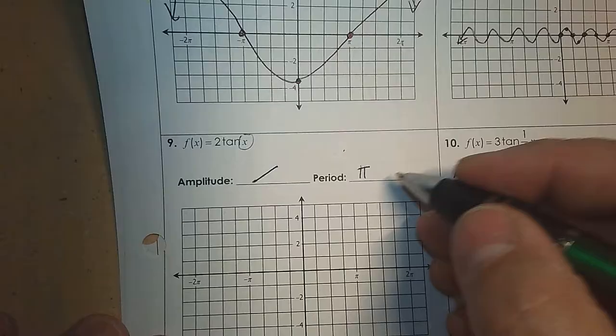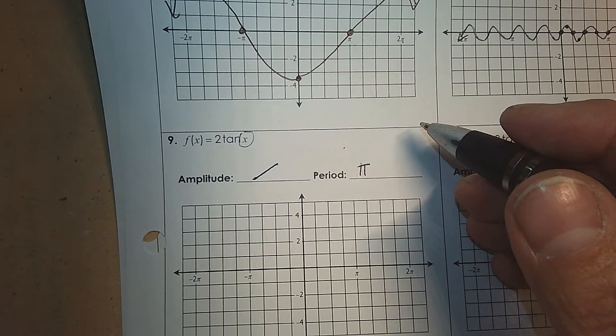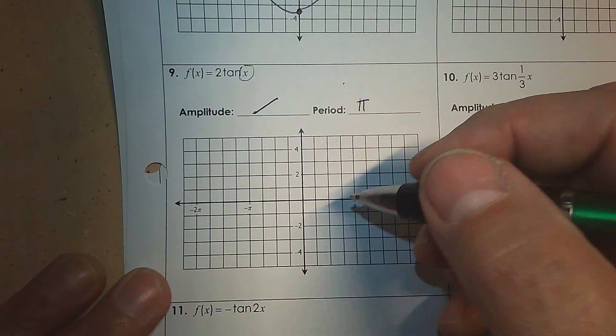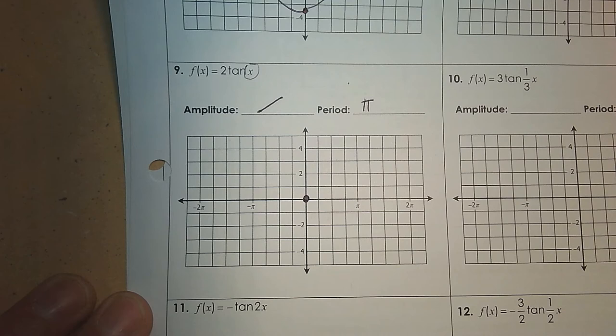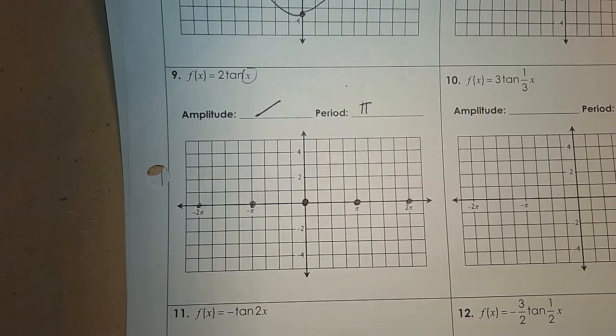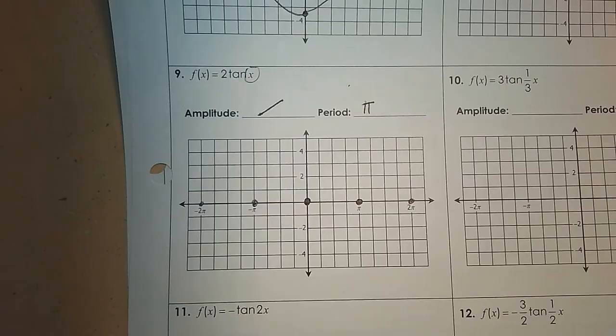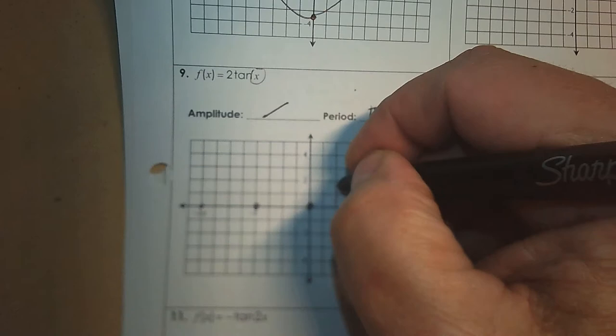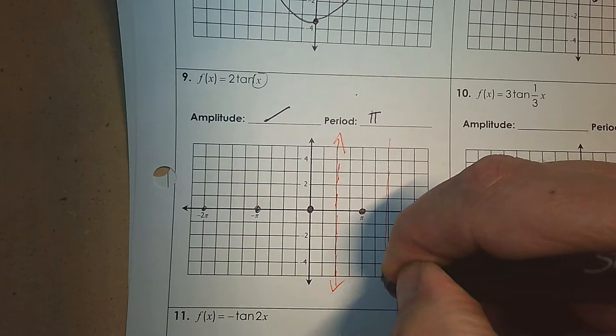So how does tangent begin and how does it start? So it starts in the middle with a point of inflection. And at pi will also be a point of inflection, so every pi will be a point of inflection. And then in between those will be asymptotes. So between 0 and pi is an asymptote. That's the pattern over and over again.